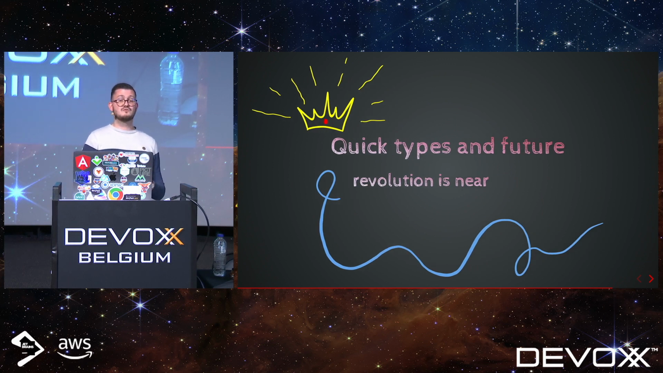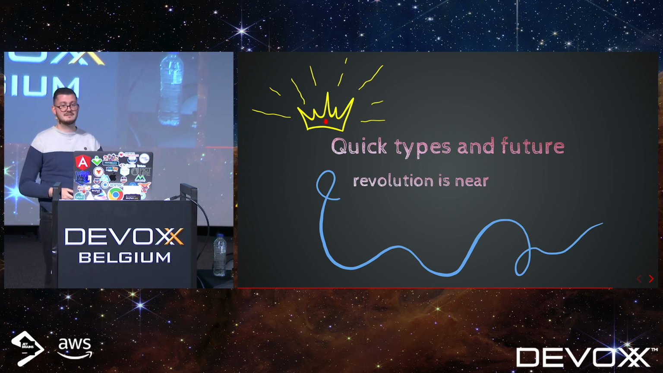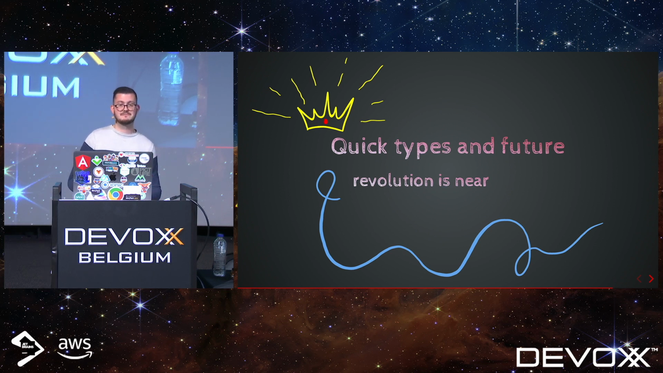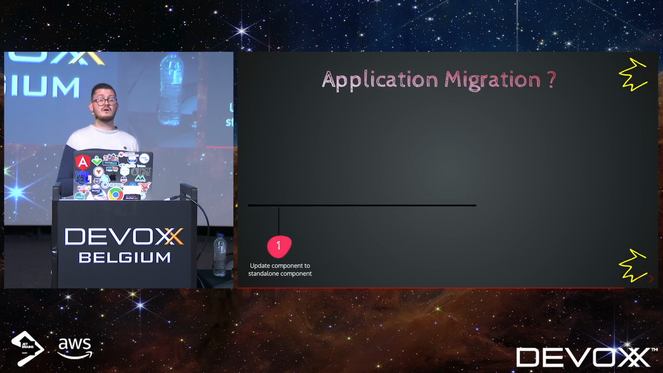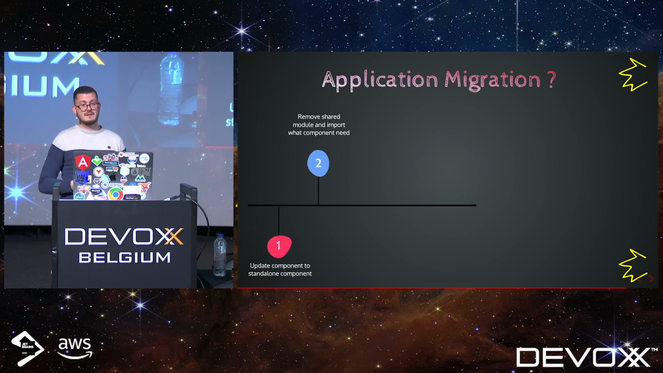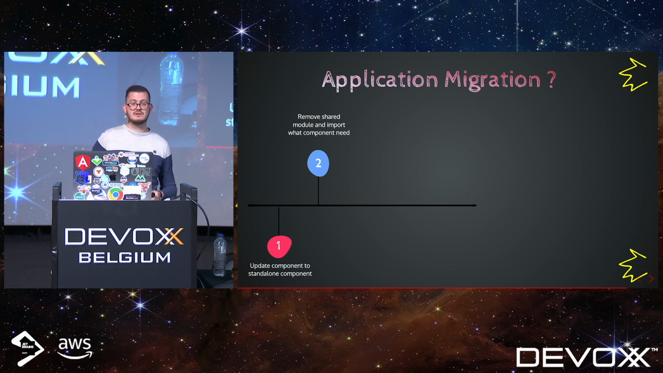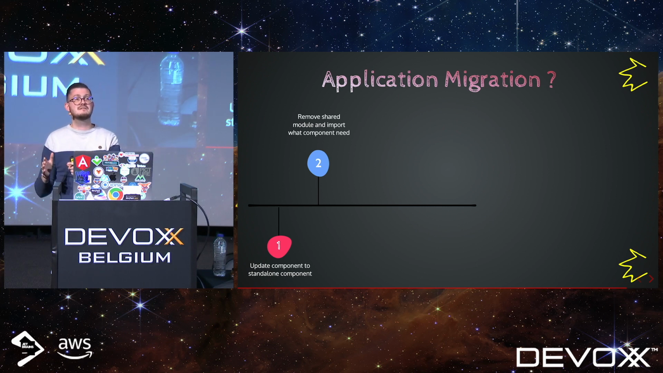Now let's go to quick tips and the future of Angular. Revolution is very near, you can see. Quick tips first. If you want to migrate your application, first update components to standalone components thanks to the standalone property in the metadata of the component decorator. Don't forget to set this property to true. Then remove your shared module and import what the component needs thanks to the imports property.